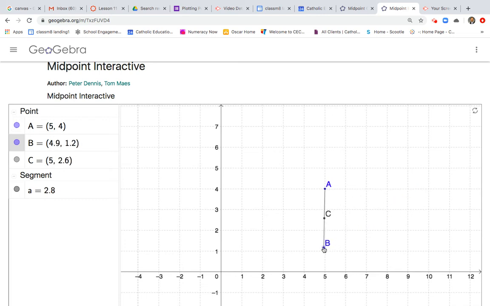Exactly the same thing happens if we're looking at the y value. So now I've made the x values the same. The y values are 5 and 1. What's right in between 5 and 1? 3. So the midpoint is (5, 3).